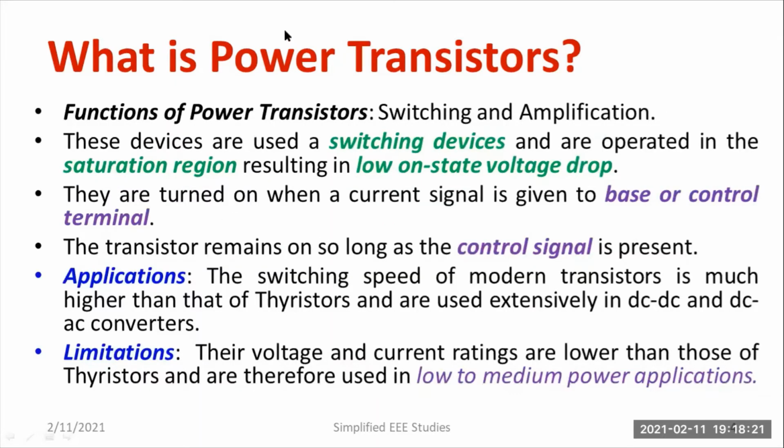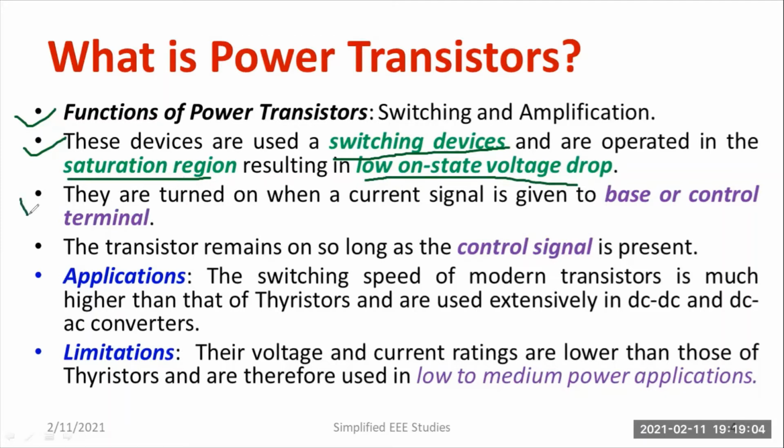What are the main functions of power transistors? Let us discuss the functions. They are mainly used for switching as well as amplification purposes. You might have heard about power amplifiers; in power amplifiers, we can use power transistors. These devices are used as switching devices and are operated in the saturation region, which you can remember. Whenever you learn about signal type transistors, you must have heard about the 3 regions: cutoff region, active region, and saturation region. In power transistors, it is operating in the saturation region. Why? Because it gives a low on-state voltage drop in that region. That's why it operates in the saturation region.